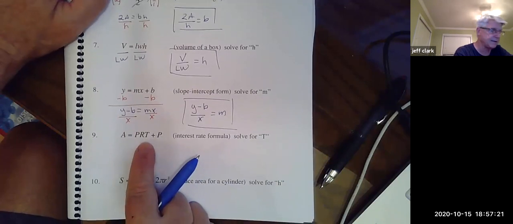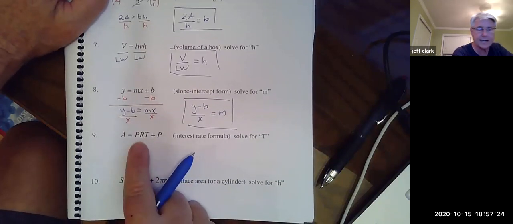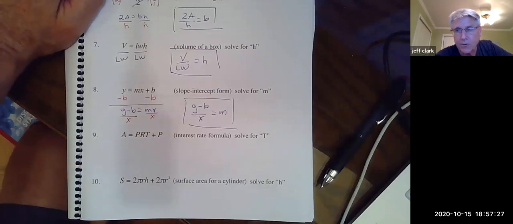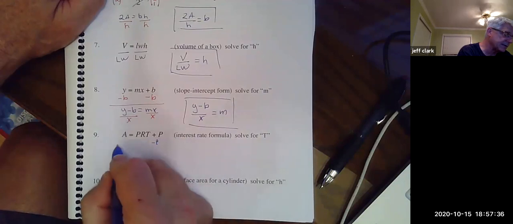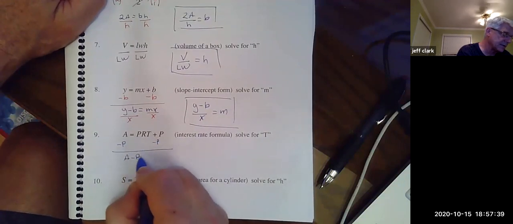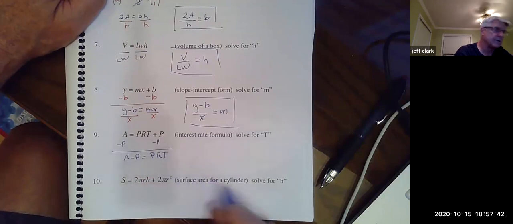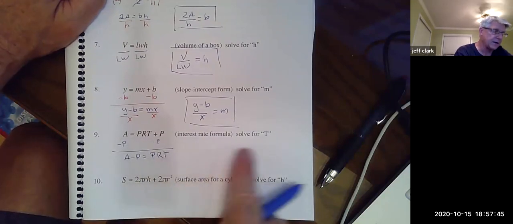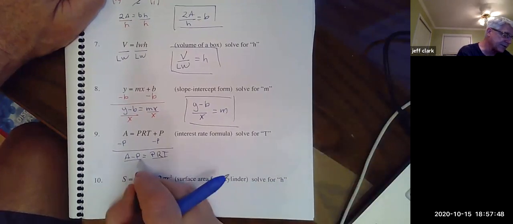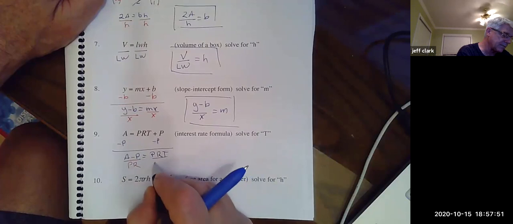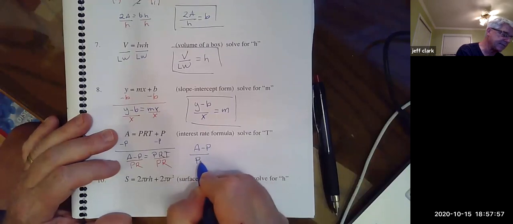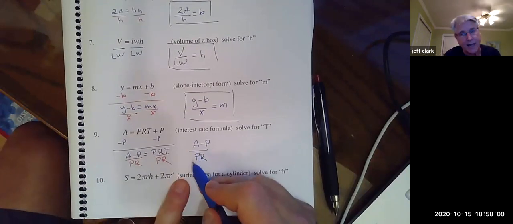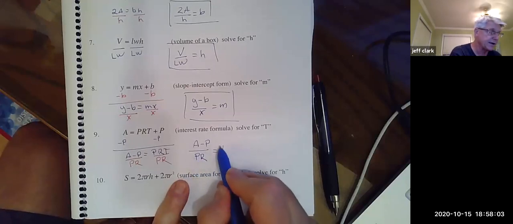Get the t by itself, move this p first, and then take care of the multiplication. So in solving, you want to do the add or subtract first. Then the second step is multiply or divide. Okay, I'm going to subtract p from both sides. And then get rid of the p and the r. I want t by itself. Get rid of the p and the r, both sides. And again, it's tempting to make the p's go away, but you can't do it. So you're done here.